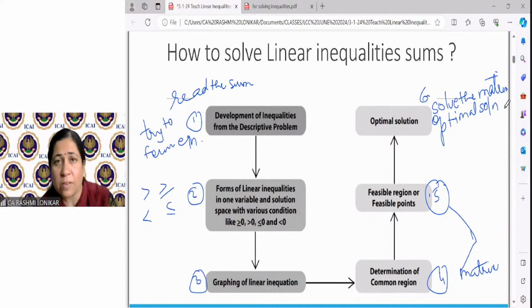Then you have to draw the graphs, then determine the common area. Again, there are bounded solutions and unbounded solutions, so that also we'll be doing later on. Find the feasible points and then use the optimal solution. I hope everybody has understood till now. If you understood, just put it in the chat box that you have understood the concept so that we could go further.